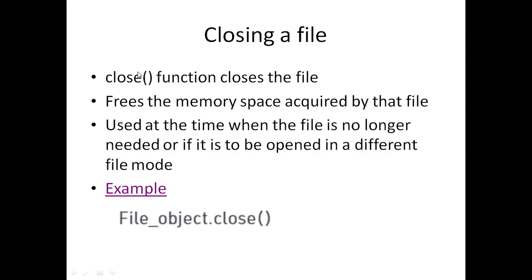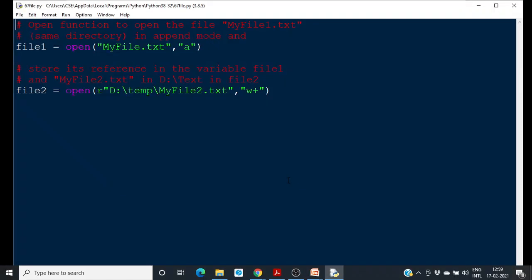Then closing a file. Here we use the close function to close the file. What it does is it frees the memory space acquired by that file. It is used when the file is no longer needed, or if it is to be opened in a different file mode. We simply use file object dot close. If we check the same program we have already seen, we have simply opened the files. This is not good. It is not a good practice to open a file and leave it as such.